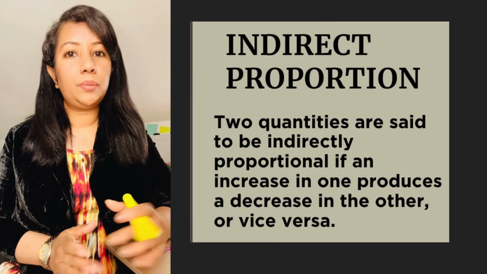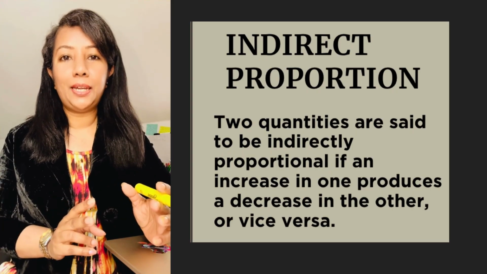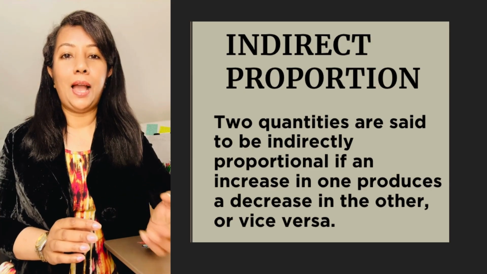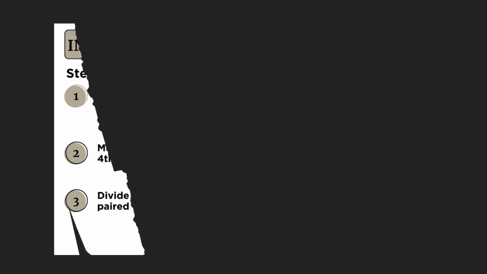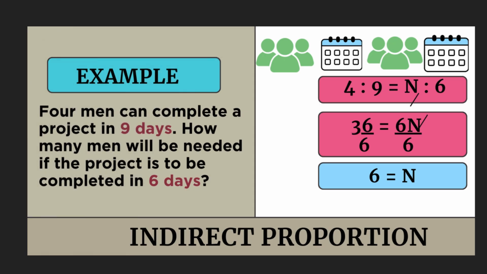All right, now I'm going to talk about indirect proportion. Two quantities are said to be indirectly proportional if an increase in one produces a decrease in the other, or vice versa. Steps in finding the missing term in indirect proportion: identify the first, second, third, and fourth terms. Multiply the first term and second term, then the third term and fourth term. Divide both sides by the given number that is paired with the unknown.